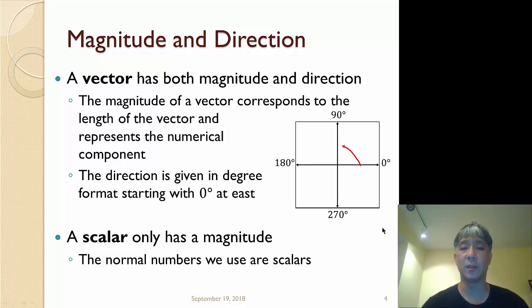Now, a scalar, however, is similar to a vector. A scalar is the numbers that we've been using all this time in our various classes. Okay, a scalar is just a normal number. It only has a magnitude. The direction doesn't mean anything. For instance, your weight, actually your mass in kilograms, really doesn't go anywhere. It just sits there. So there's no point in putting a direction on there.